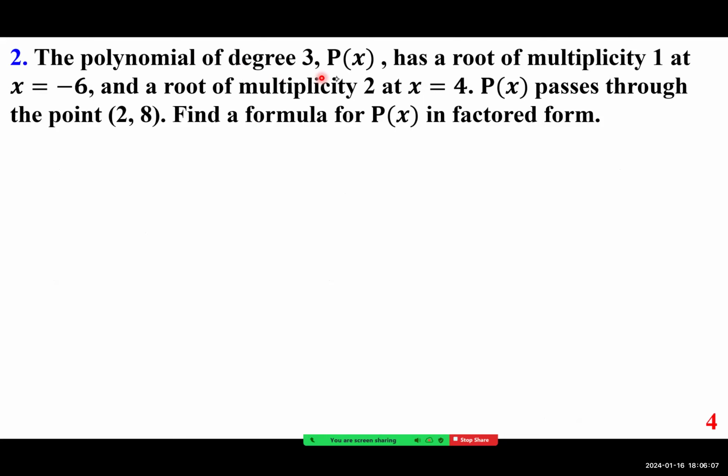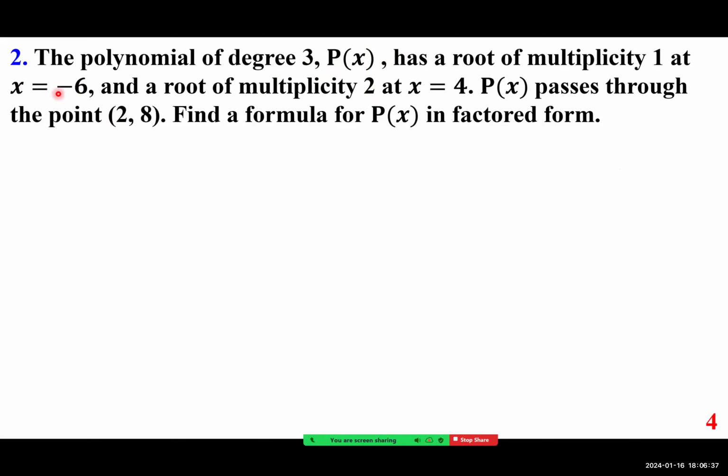The polynomial of degree 3, P of x, has a root of multiplicity 1 at x equals minus 6, and a root of multiplicity 2 at x equals 4. P of x passes through the point 2, comma 8. Find a formula for P of x in factored form. Well, P of x is a polynomial of degree 3. So we start with some coefficient to begin with, such as a.